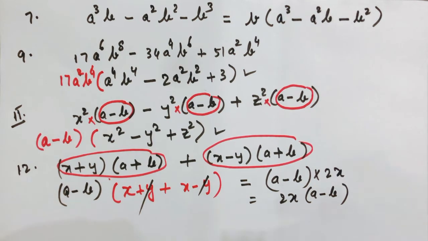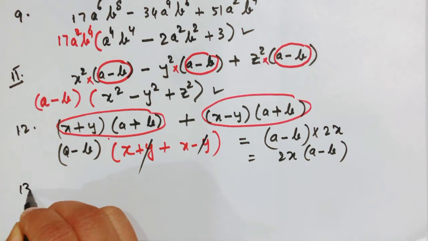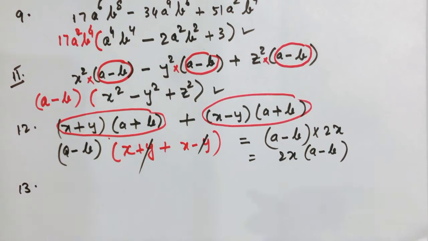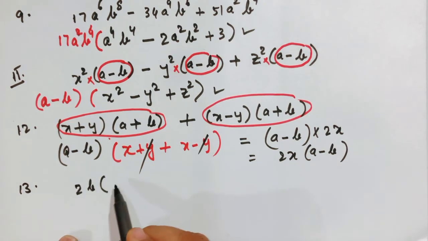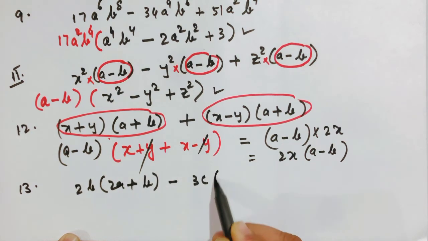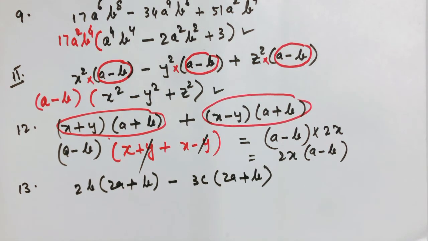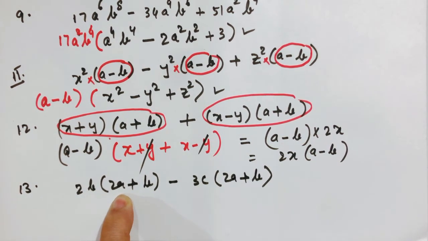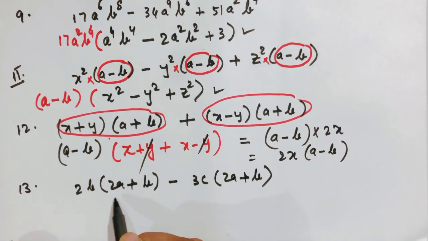So exercise number 13, yes, 13. So in number 13, what do we have? Let me see if there's something special over here. 2b multiplied by (2a plus b) minus 3c multiplied by (2a plus b). Right, people have studied that we find some common terms in both of these expressions, and we take it out. That is our H.C.F.